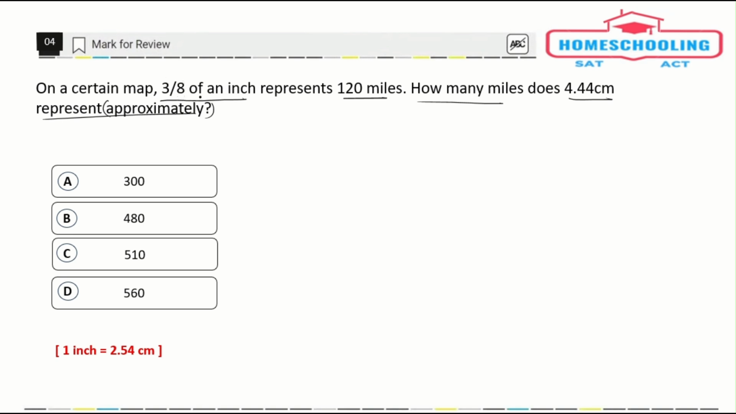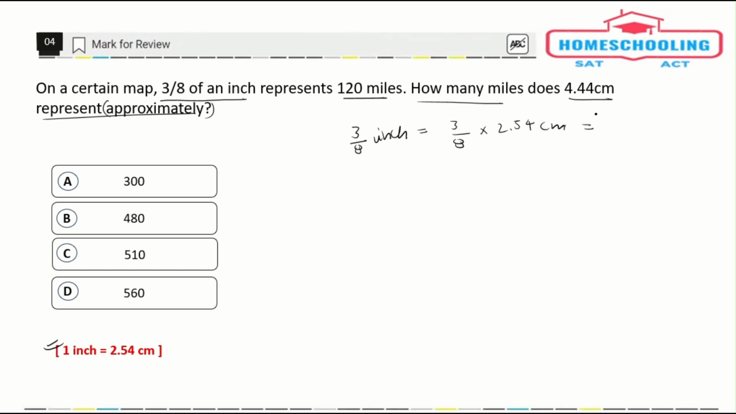So here either we can convert both of them into inches or both of them into centimeters. So as we know, 1 inch is equal to 2.54 centimeters. So we can say that 3 by 8 of 1 inch is equal to 3 by 8 of 2.54 centimeters. So let me put it on my calculator.